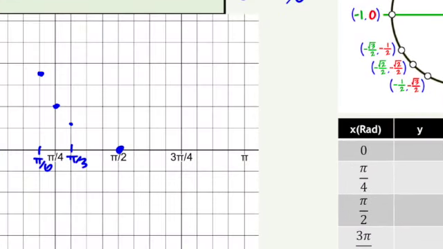So this is going to be 2 pi over 3. And at 2 pi over 3, it's about negative 0.57. Let me actually move this a little bit. That's going to go there. Negative 0.57, so it's right about there. Hopefully you guys can start to see the pattern by now.